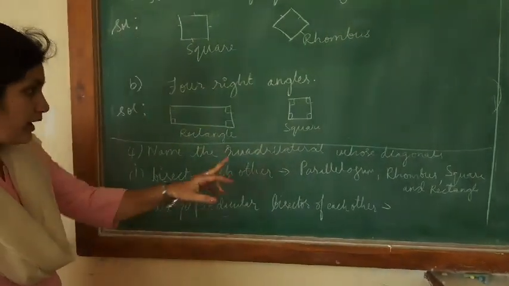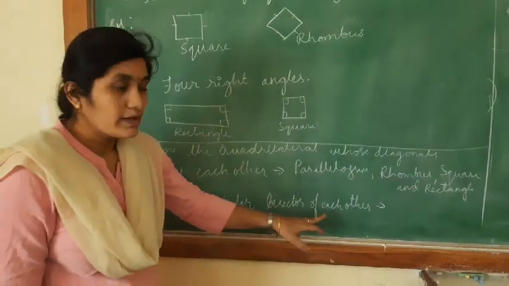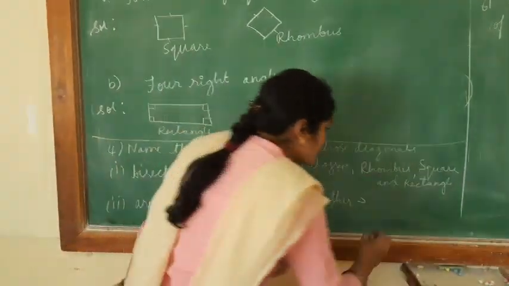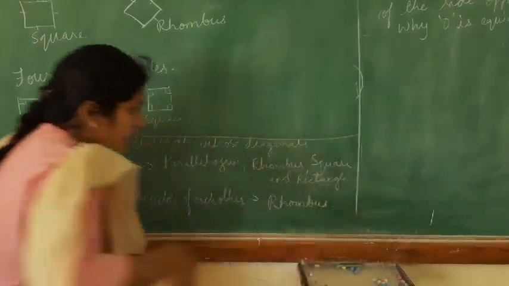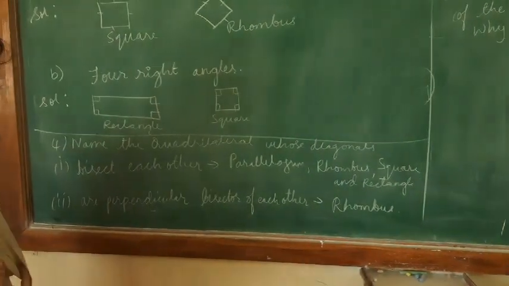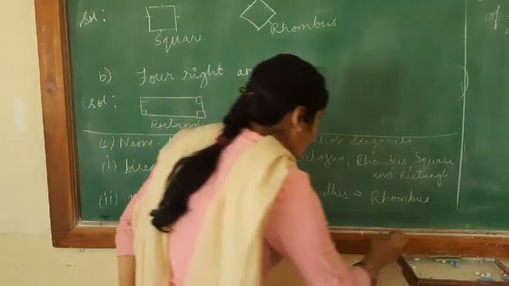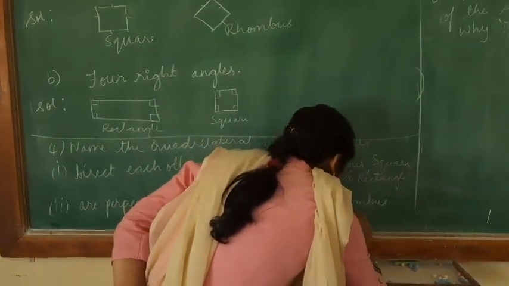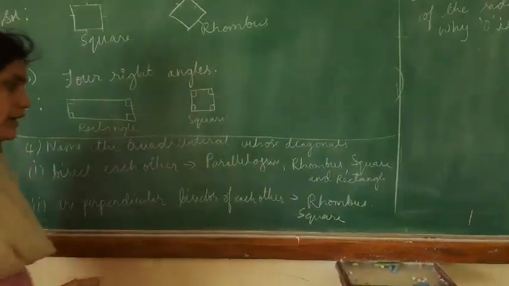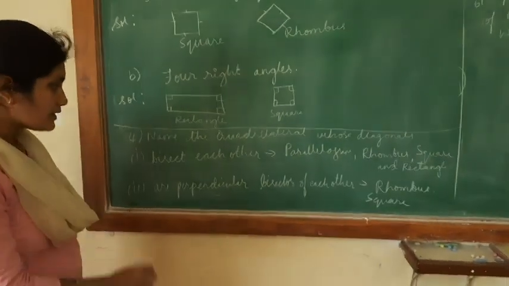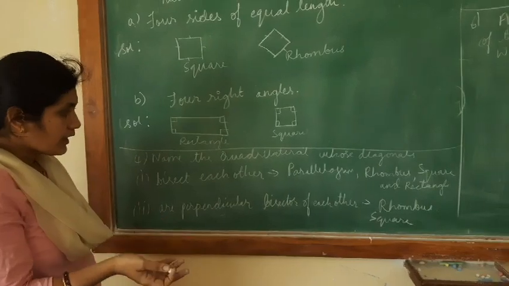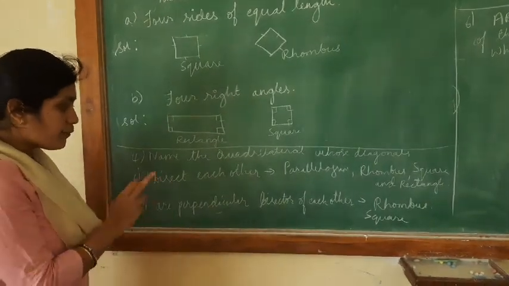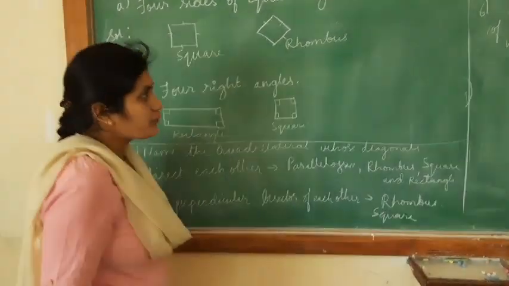Second one, diagonals are perpendicular bisectors of each other. In which one? Rhombus and square. In rhombus and square, diagonals are perpendicular bisectors of each other. That means they divide the other diagonal into two equal halves but at 90 degrees.